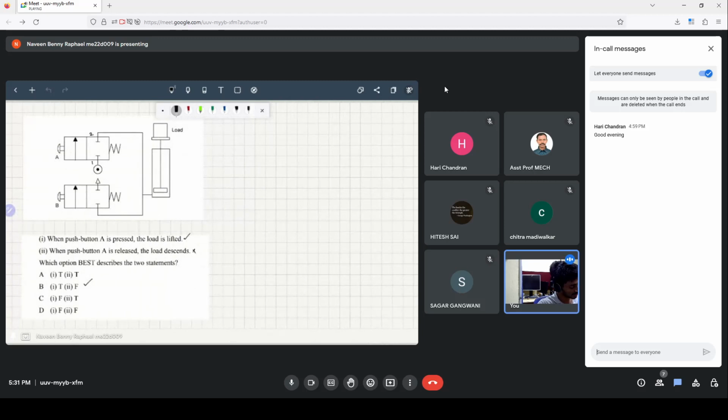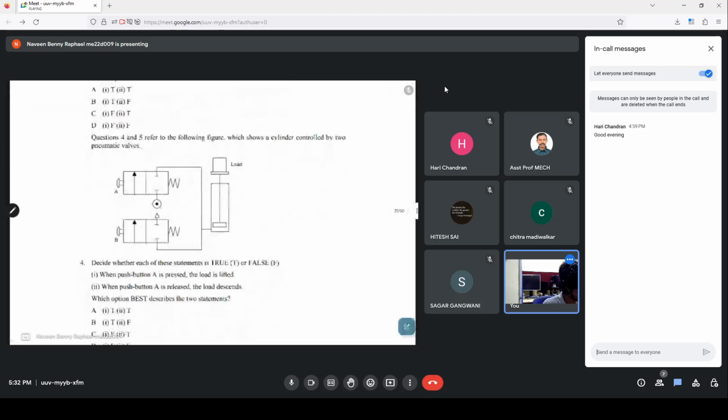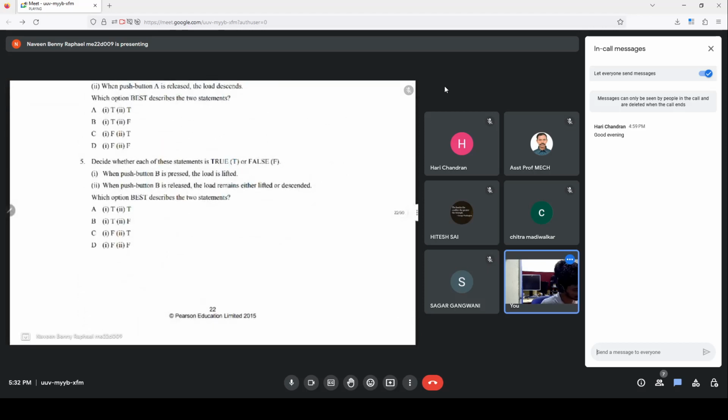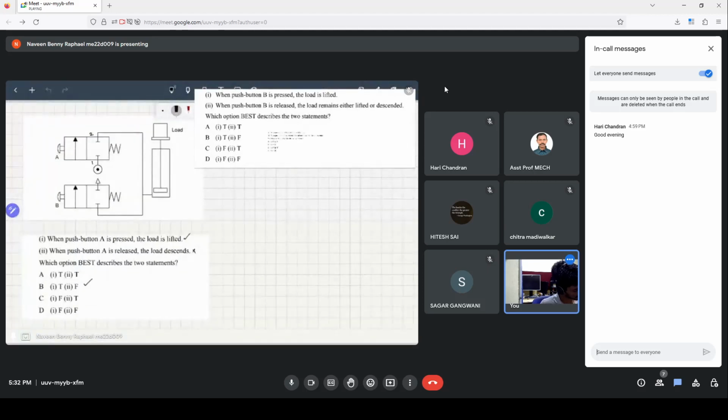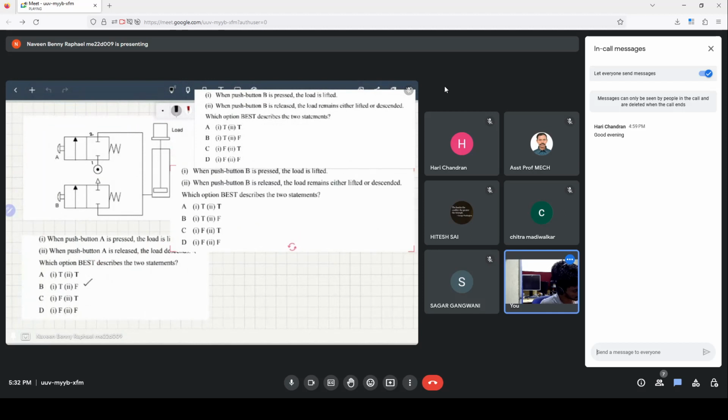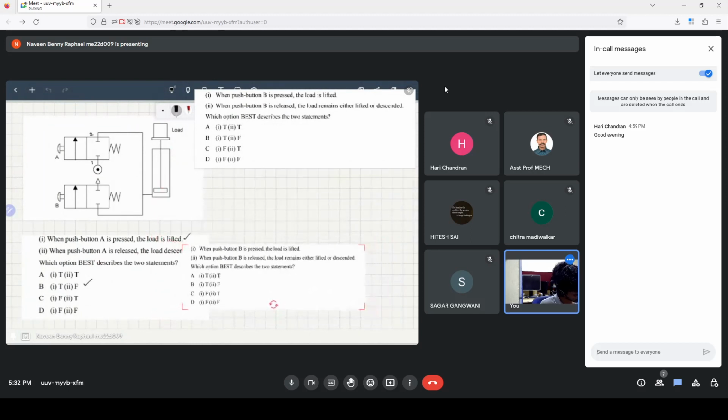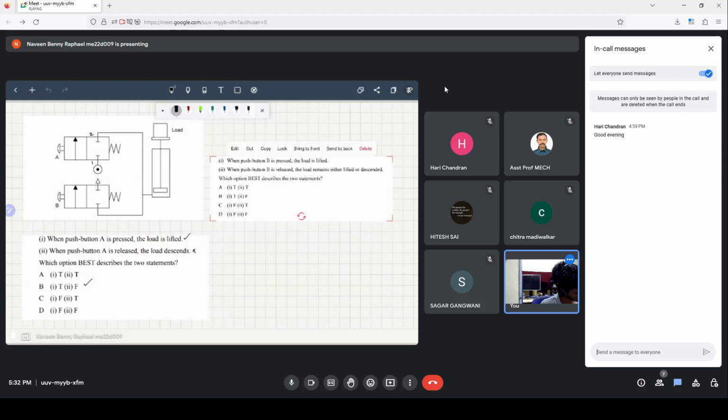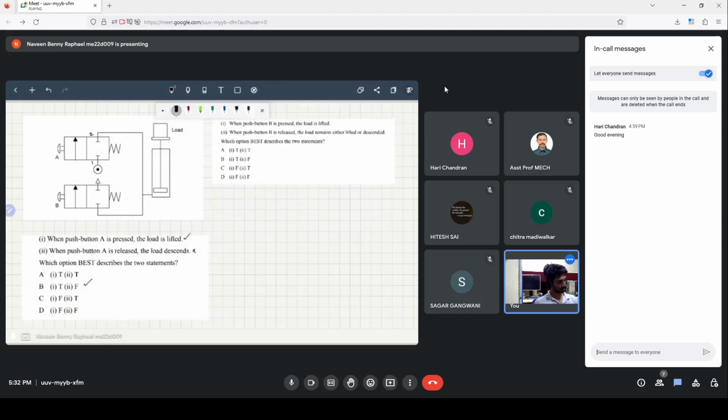So we'll solve another question based on this. So the question is again same as before. Can we check the validity of these two statements?